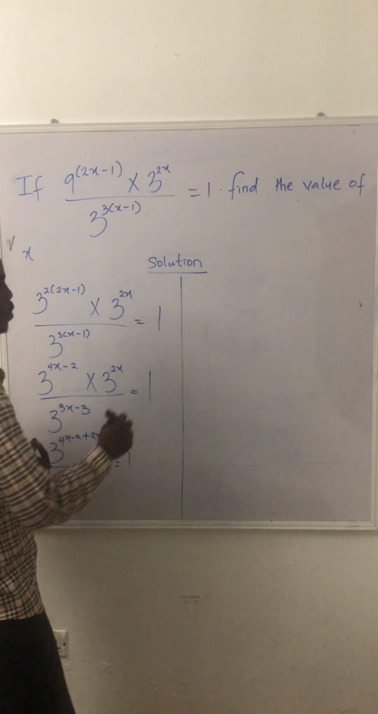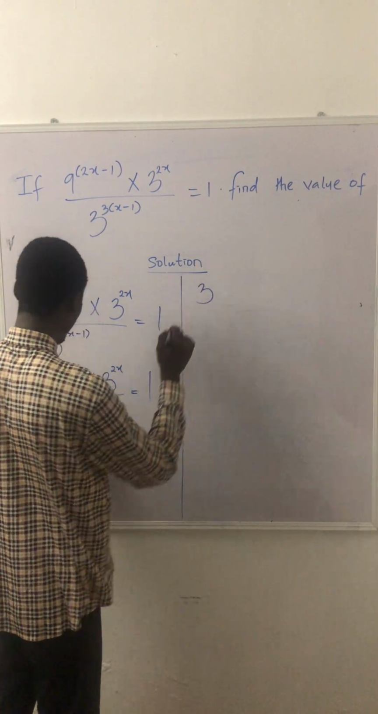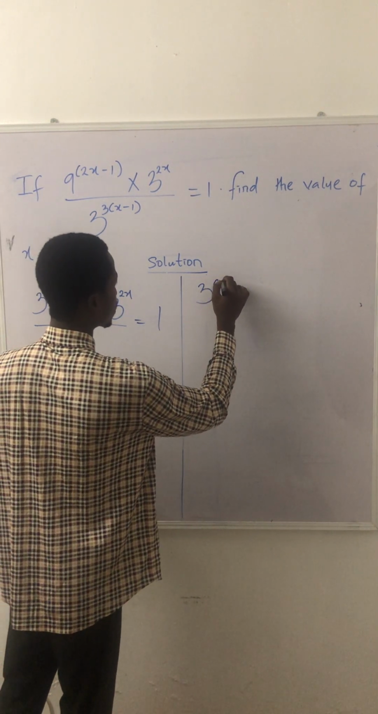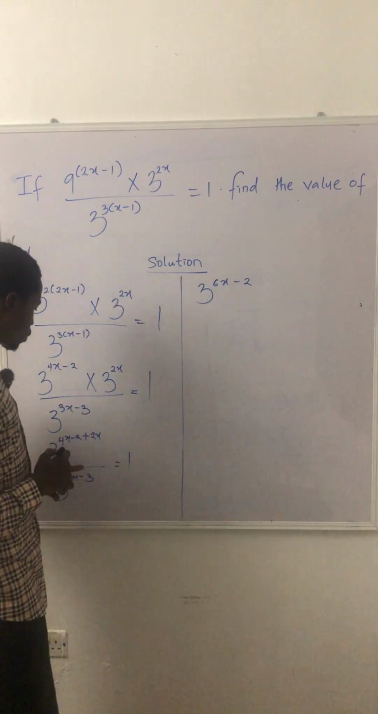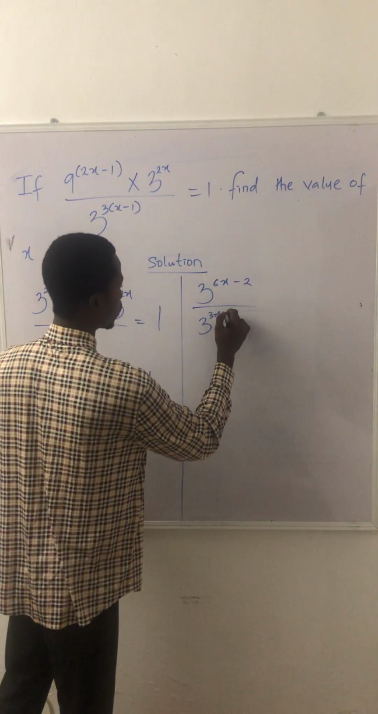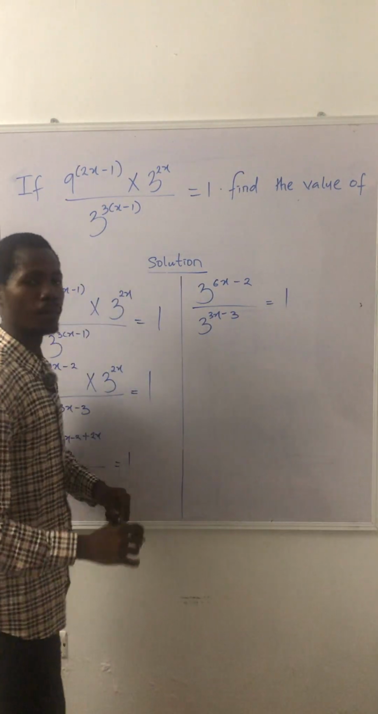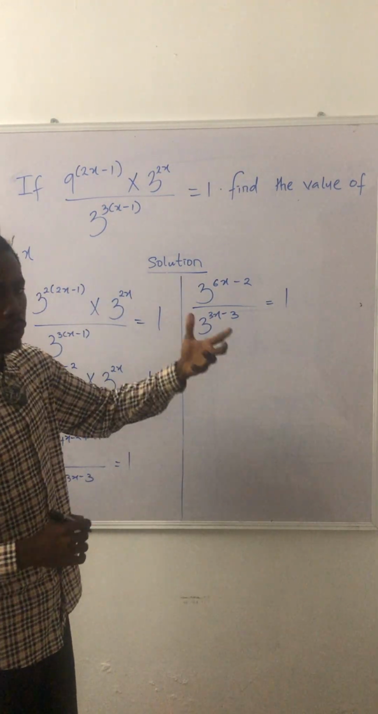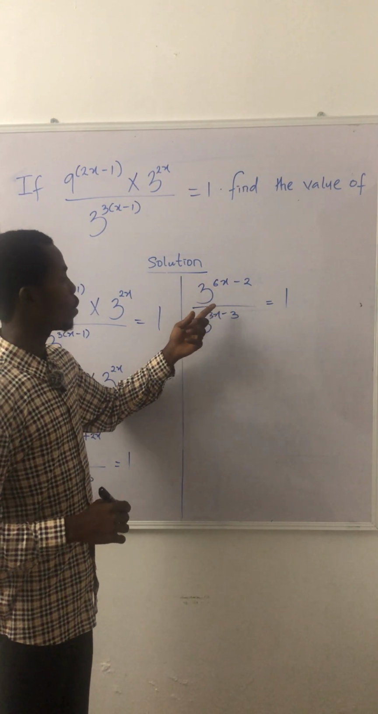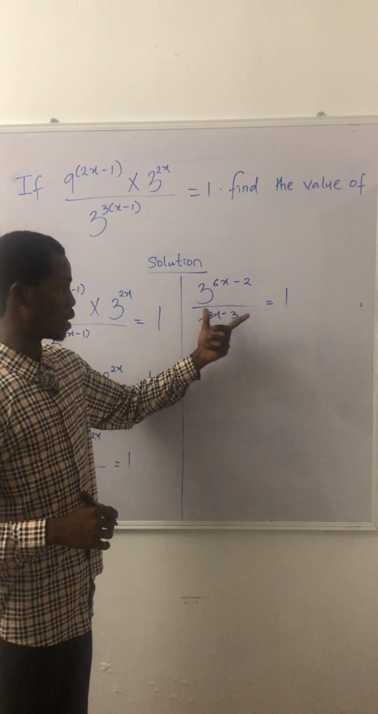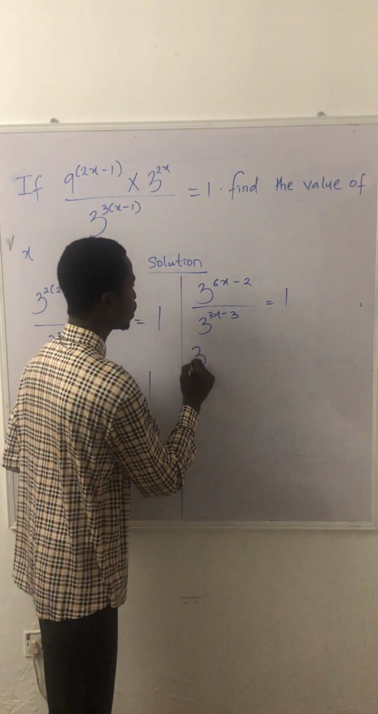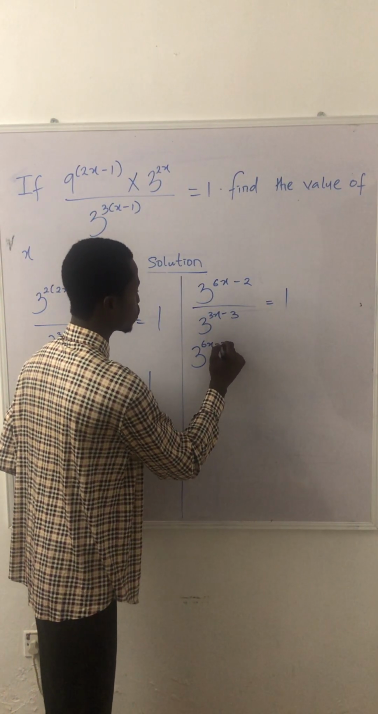Let's simplify this. So we have 3 raised to the power 4x plus 2x will give us what? 6x minus 2 over our denominator, 3 raised to the power 3x minus 3 equals what? 1. So what do we do next? Another rule. Since they have the same base, we can subtract their power because we are what? Dividing. That is indices. Since they have the same base, we can subtract their power. So we're going to have 3 raised to the power 6x minus 2.